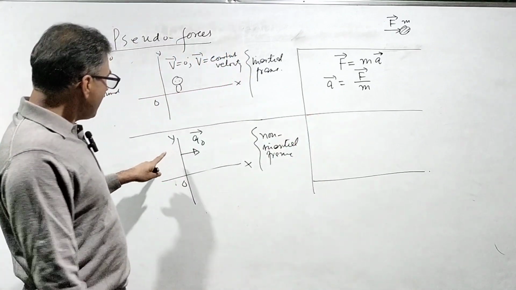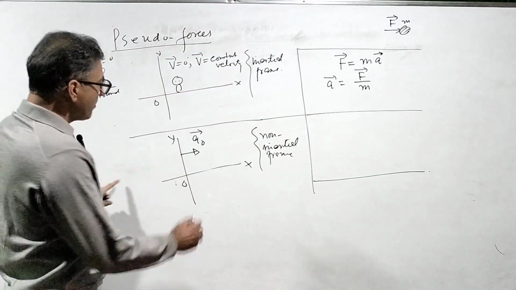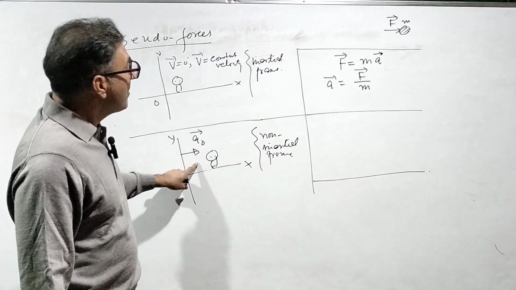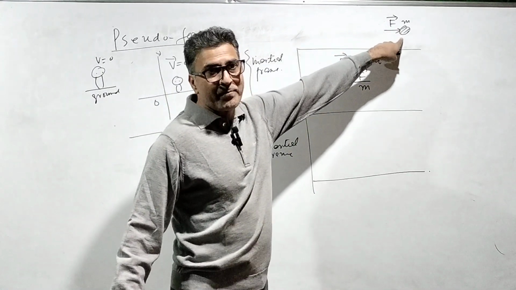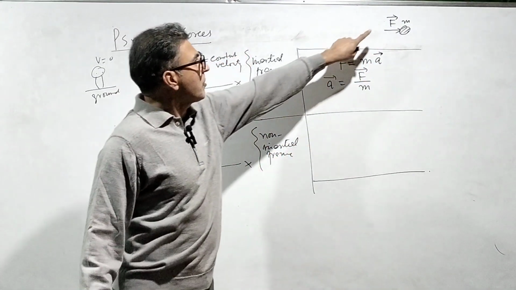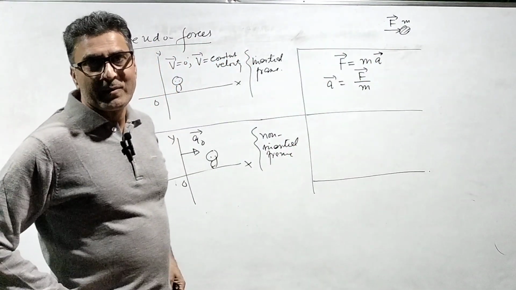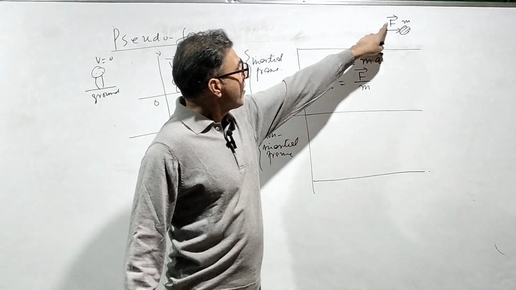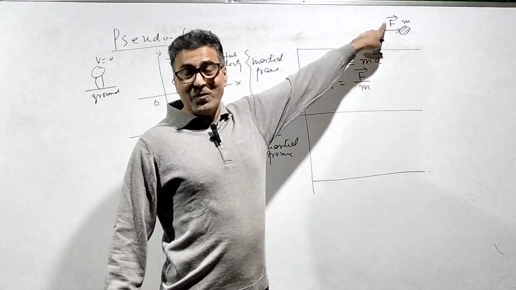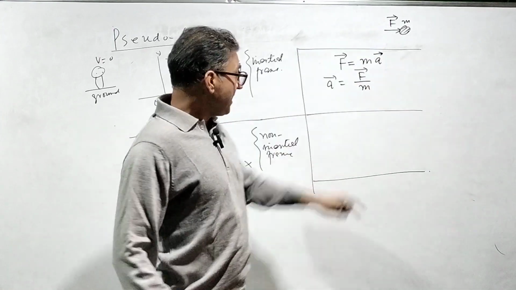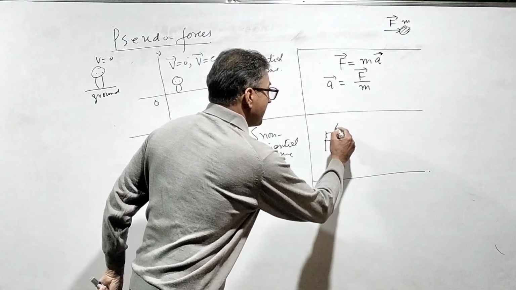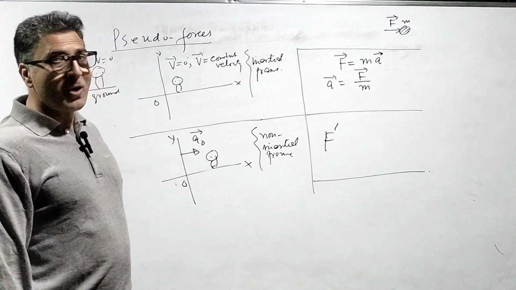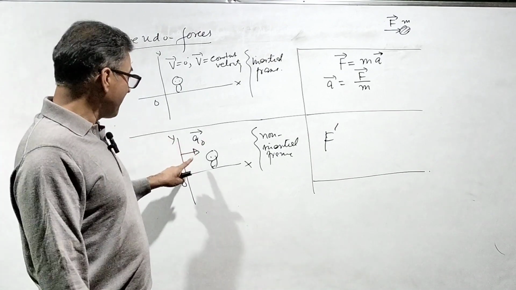Okay. Now, let me ask this observer in the non-inertial frame of reference, what is the acceleration of this? First of all, I ask him, what is the force on this? He says, force is F. No. He will not say force is F. He says force is F prime. Different. So how much is that force observed by this?